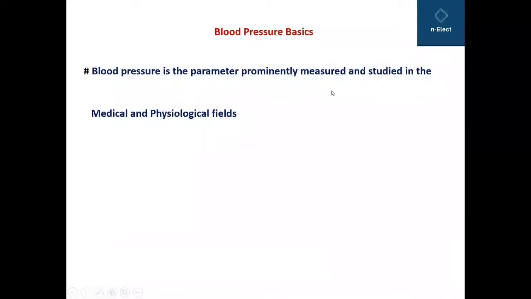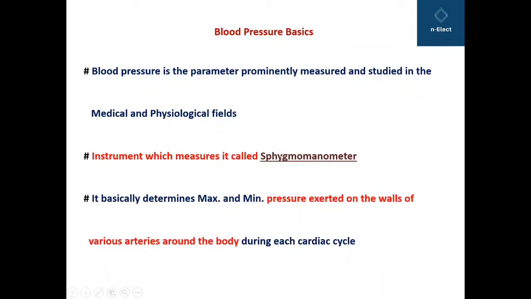Before moving on to the blood pressure meter, we will see some blood pressure basics. Blood pressure is the most important parameter measured and studied in the medical and physiological fields. The instrument used to measure it is called a sphygmomanometer. It basically determines the maximum and minimum pressure exerted on the walls of various arteries around the body during each cardiac cycle.